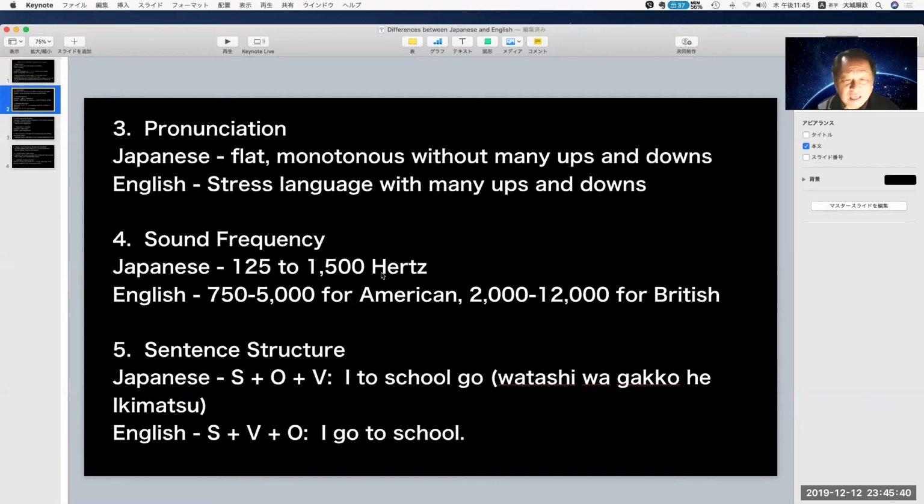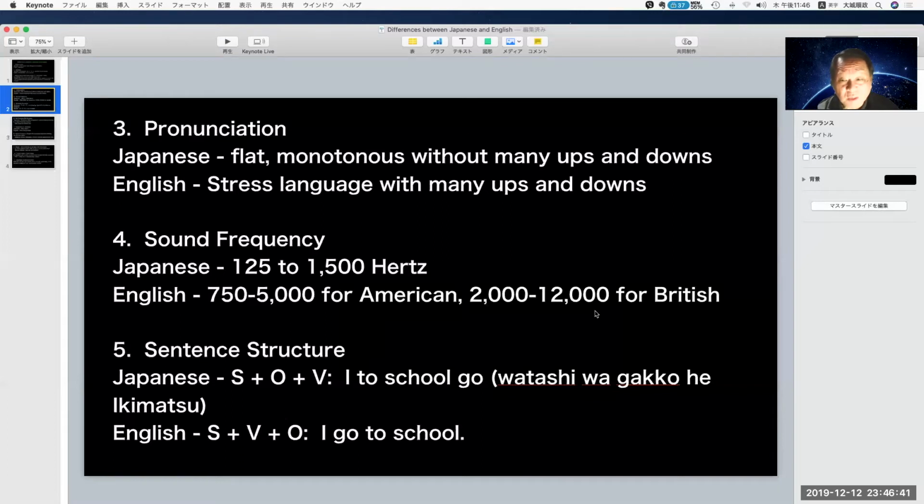Now, the next one is sound frequency. Each language has a dominant sound frequency range. For example, the audible sound frequency of a human being is about 20 to 20,000 hertz. In the case of Japanese, it's 125 hertz to 1500 hertz. And on the other hand, American English stands at 750 hertz to 5000 hertz, while British English or Queen's English is 2000 hertz to 12,000 hertz.